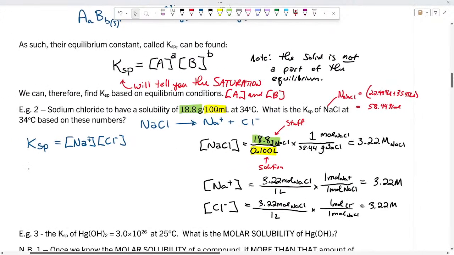So then, what is the Ksp? At what temperature is it? 34 C? I have a question. Yeah. I don't know if this is an obvious answer. No. But you know how the starting point of how many moles we have is NaCl is 3.22.